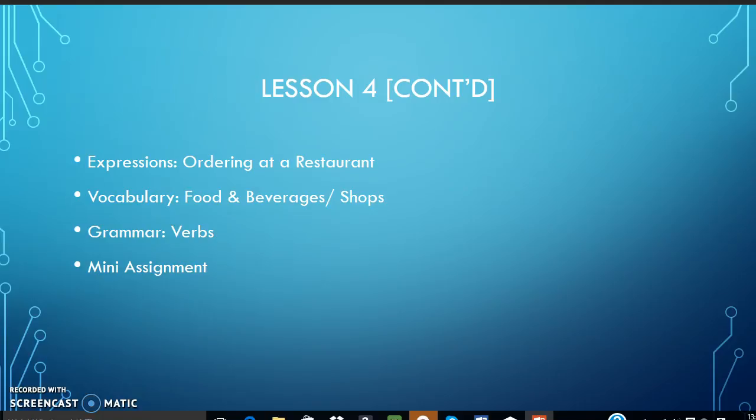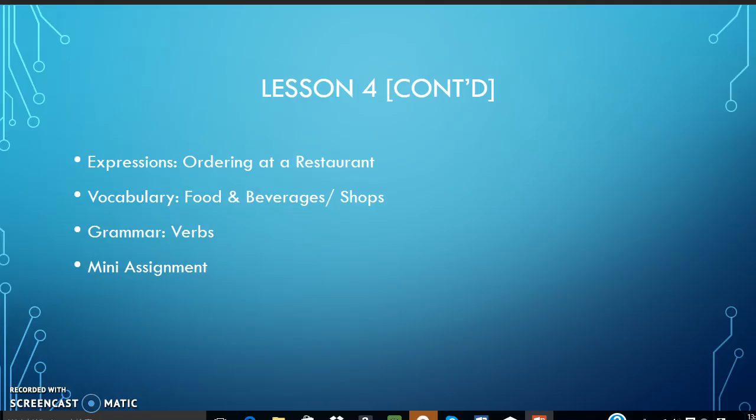Great. Let's see if we can go over some phrases related to ordering at a restaurant. The first phrase is, can I have a little more time? This will be used when you're trying to make your order, going through the menu. That phrase is, もう少し時間をいただけますか?